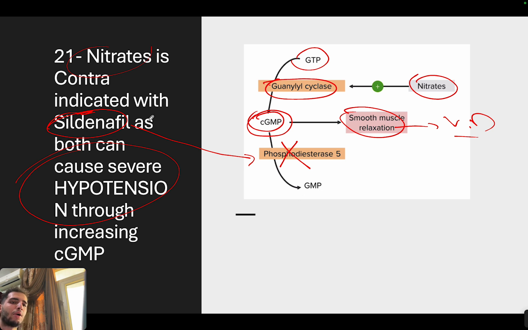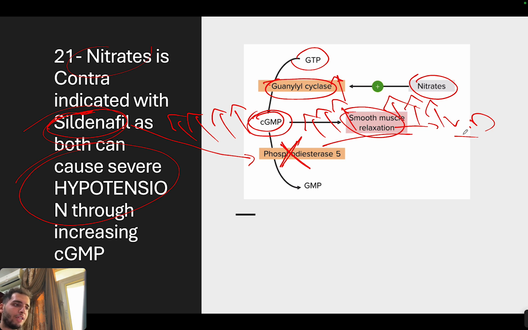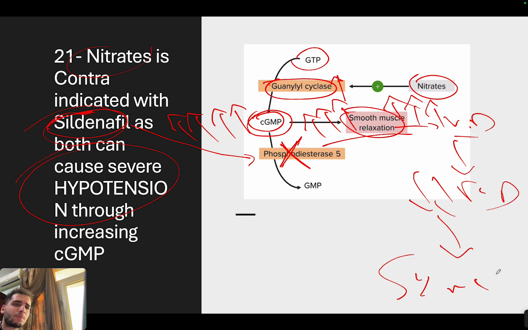Okay. Now, imagine you are giving a drug that inhibits the enzymes that get rid of cyclic GMP, and you are giving another drug that increases the formation of cyclic GMP. Then you will have a greater amount of cyclic GMP. Then you will have greater smooth muscle relaxation. Then you will have very high vasodilation, which can cause extremely low blood pressure, which can cause syncope. So never give nitrates to a person that's taking sildenafil.